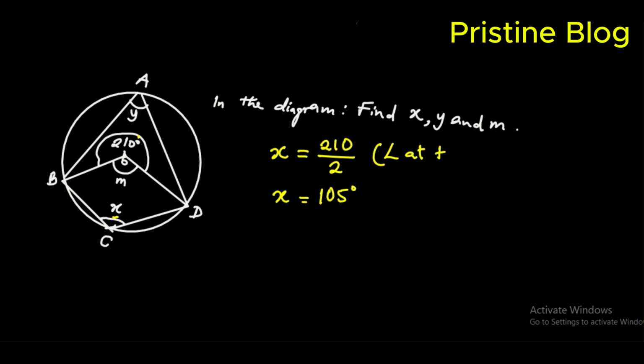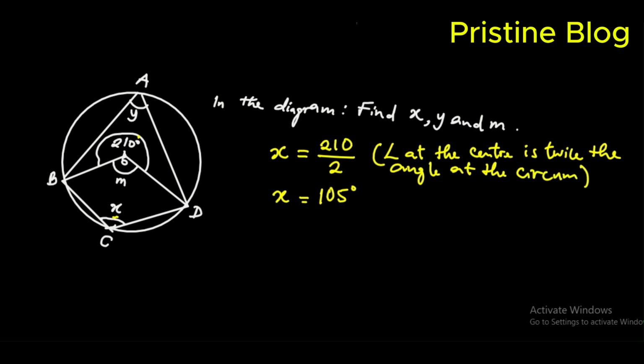So the angle at the center is twice the one at the circumference. The angle which the major arc BD subtends at the center is twice the angle that it subtends at the circumference. That's our x. Now we have gotten the x.